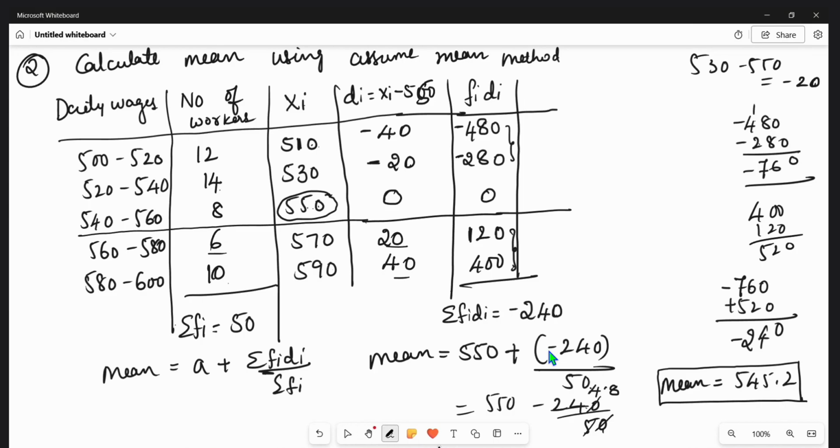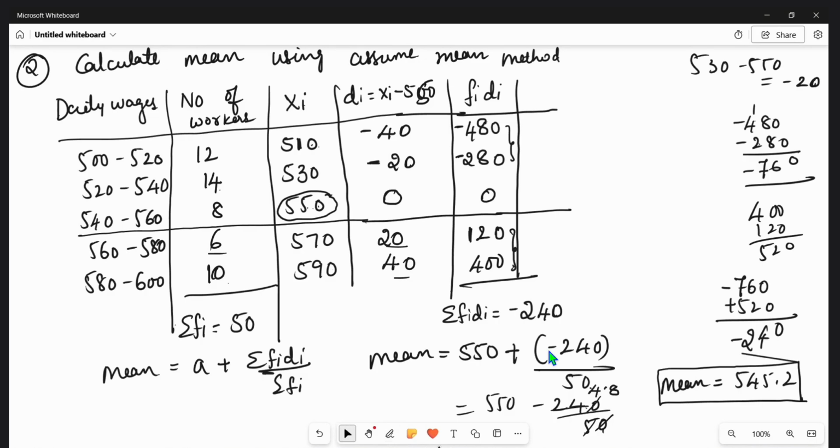Third one, Xi is 550, so 550 minus 550 is 0. Then the fourth one, Xi is 570, so 570 minus 550. Like that we will get the values. Then the next column will be Fi into Di. Instead of Fi into Xi, now Fi into Di. So this is the Di column and this is the Fi column. You have to multiply. You will get both minus and plus numbers. So add the negative numbers, add the positive numbers, then take the difference. It will be minus 240.